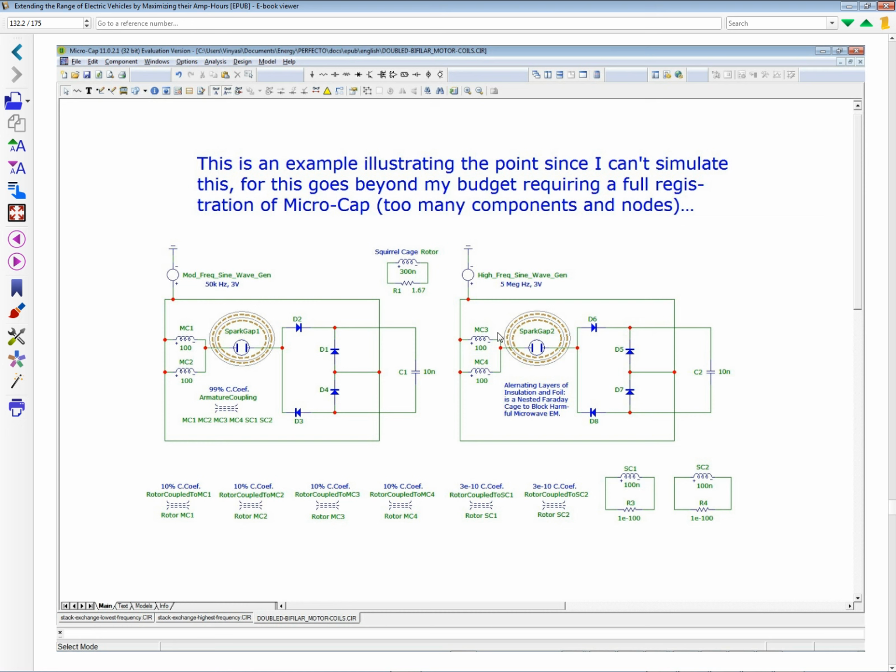So basically, where these two circuits join together are the mutual coupling, the 99.9 or whatever it happens to be, mutual coupling of these two sets of bifilar motor coils that are both sharing the same magnetic field on the same armature. And then the other coupling is the fact that they both share a 10% mutual coupling relationship with the squirrel cage rotor. And they also share a 99% coupling with the two starter coils.